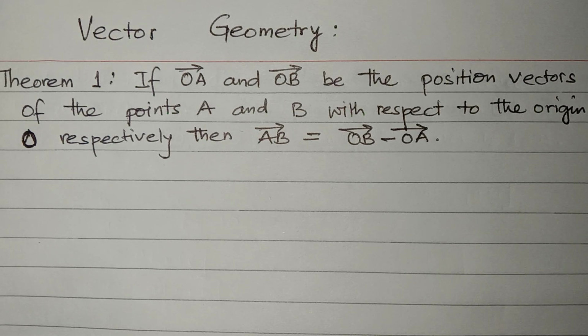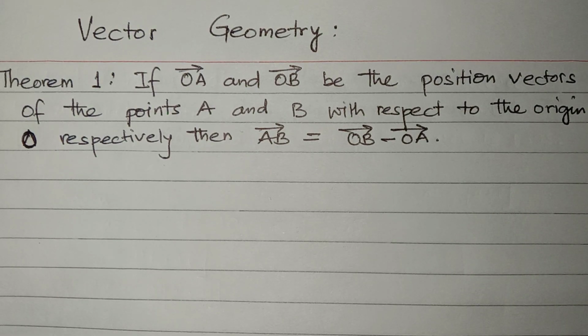Now in this video we are going to discuss the first three theorems of vector geometry of class 10 optional mathematics. Now let's see the first theorem. Theorem 1 goes like this: if OA and OB be the position vectors of the points A and B with respect to the origin O respectively, then vector AB is equal to vector OB minus vector OA.